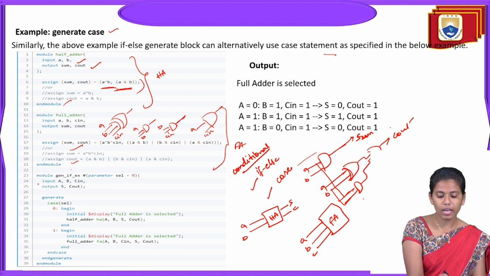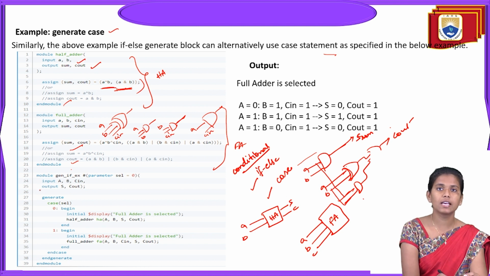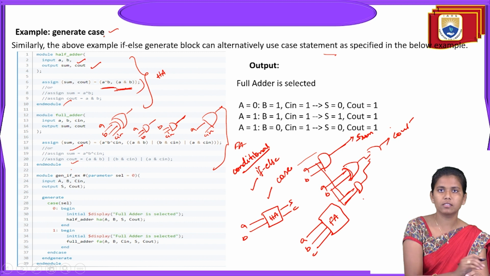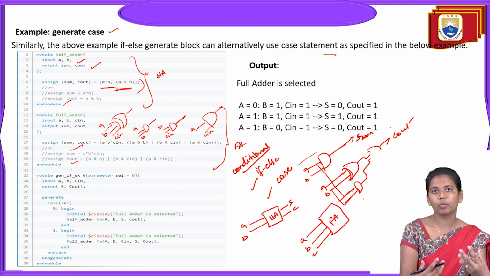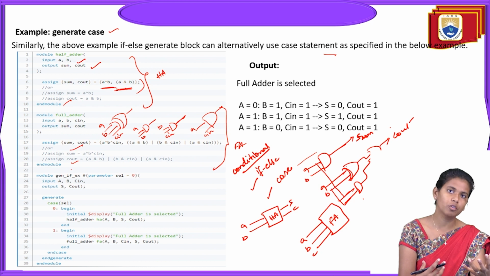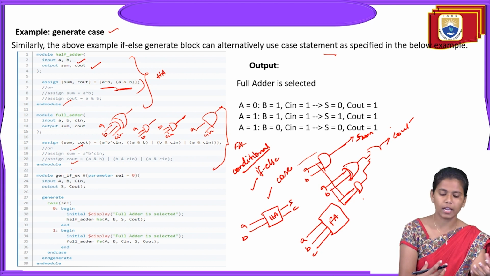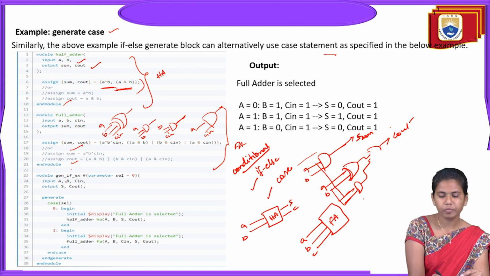Now this example is all about the generate case, right? By using generate case, how can we model a structure based off half adder or full adder? Then now module generate if else, using the if else generate block, module generate if else parameter selection is equals to 0.